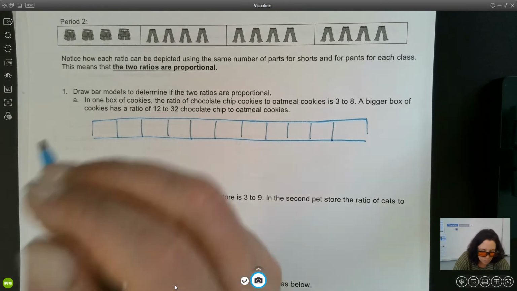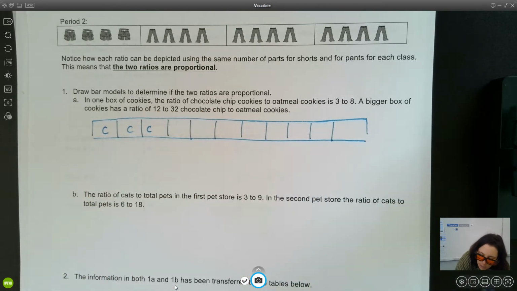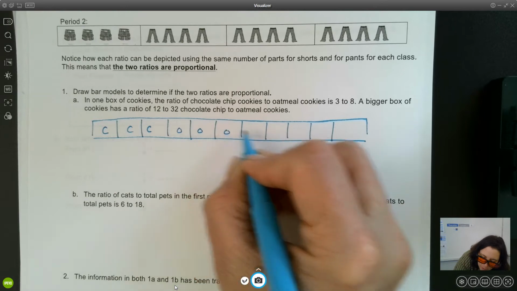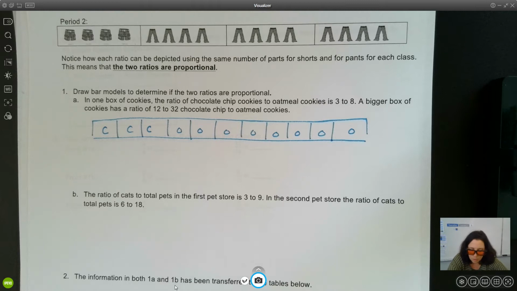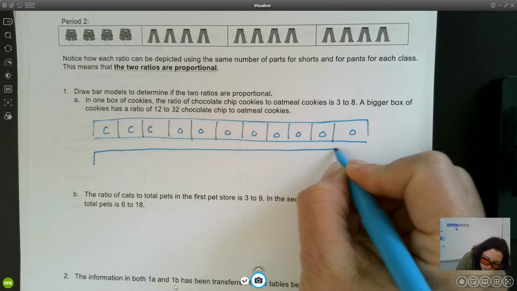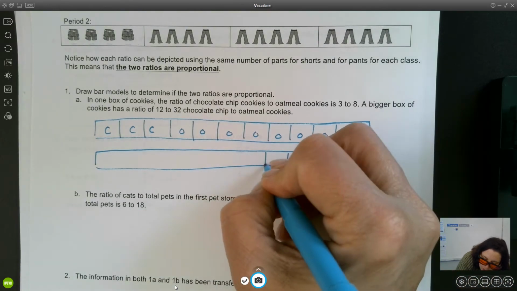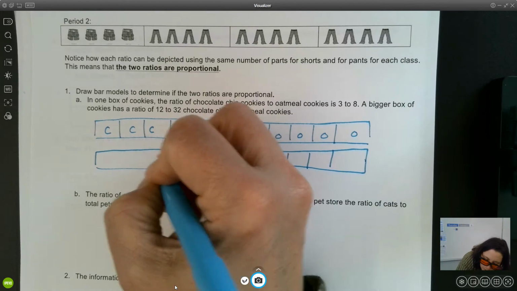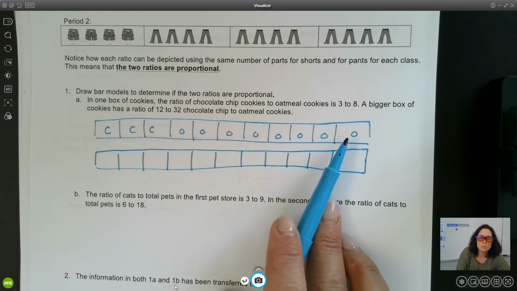All right, so I'm going to use a C for chocolate chip. We've got 3 chocolate chips, and we've got 8 oatmeal. Okay, so the bigger box of cookies has a ratio of 12:32. Okay, so basically, can we draw these same 11 boxes and have a different amount? Remember, each box has to be equal. Okay, so we've got 1 of each type of cookie in each of these boxes.